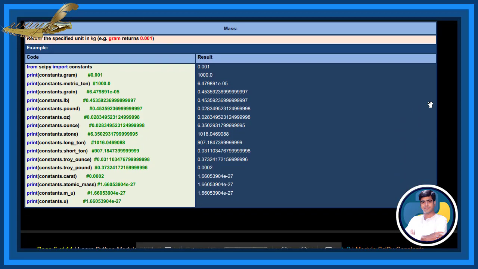Mass. Return the specified unit in kg. Example, gram returns 0.001. See here, gram, metric_ton, grain, lb, pound, ounce, stone, long_ton, short_ton, troy_ounce, troy_pound, carat, atomic_mass, m_u. See here, by printing this, the result this returns.